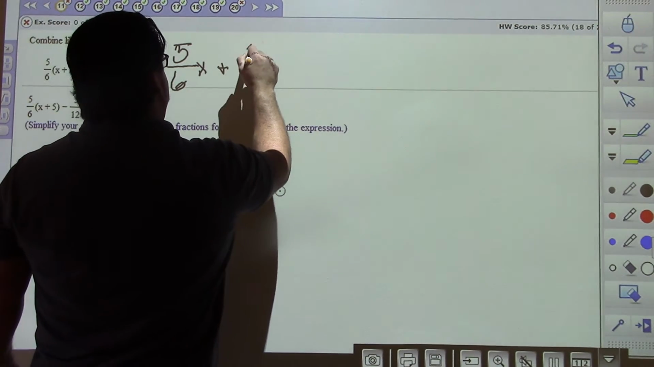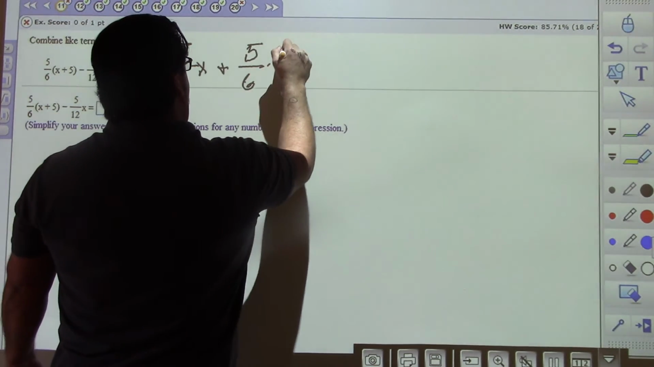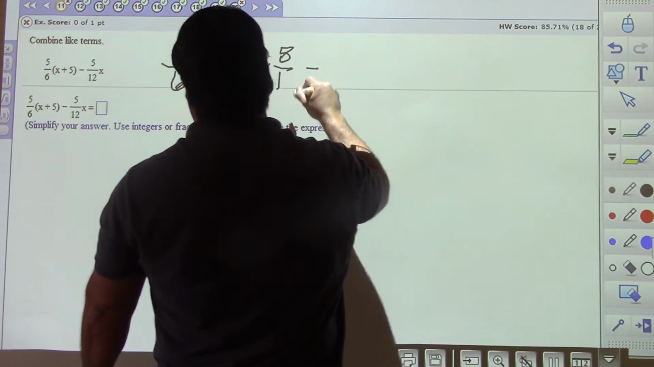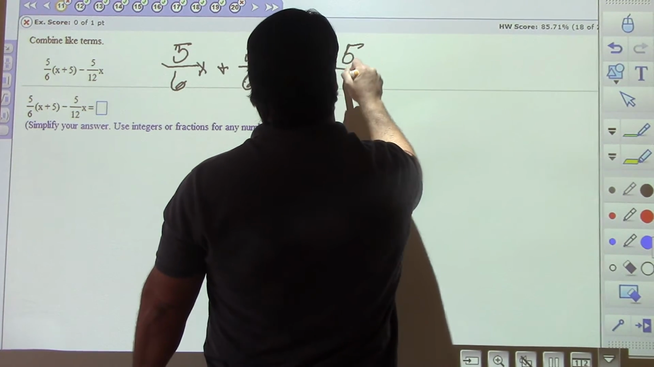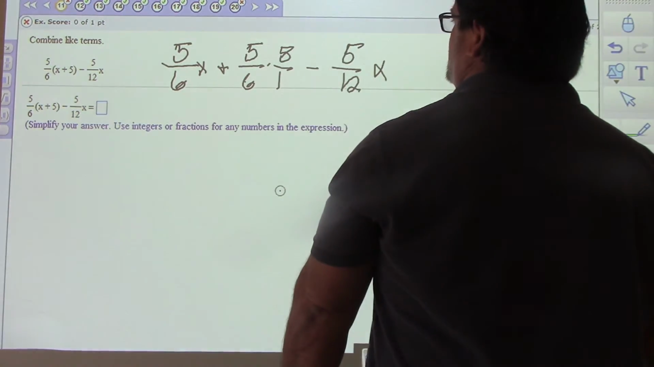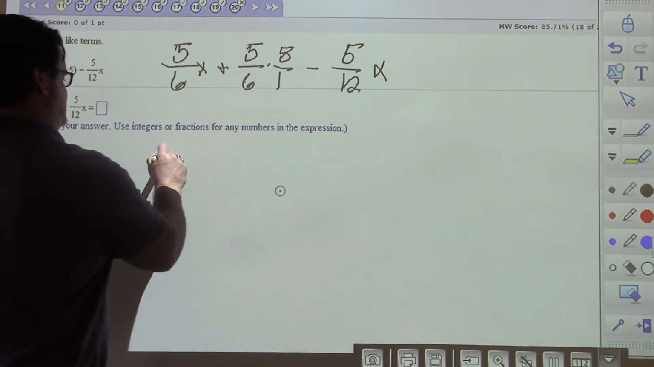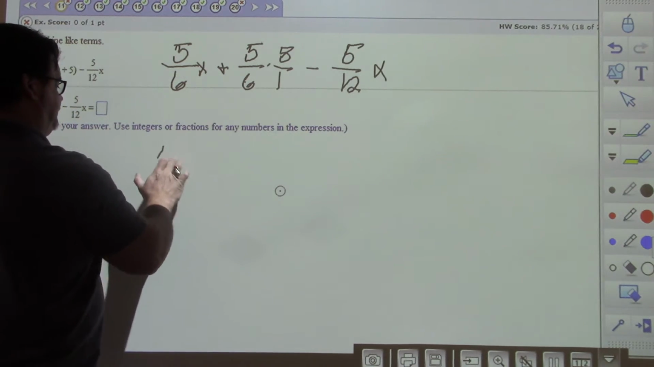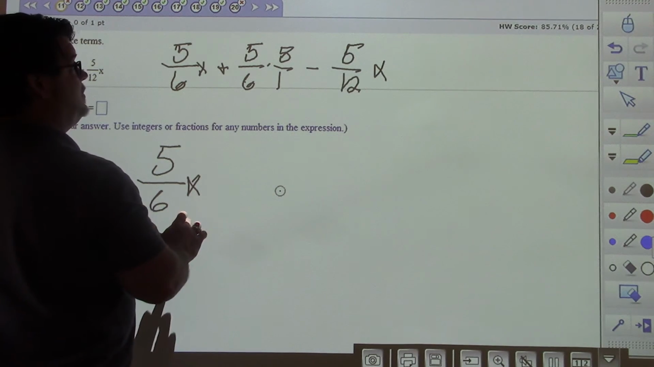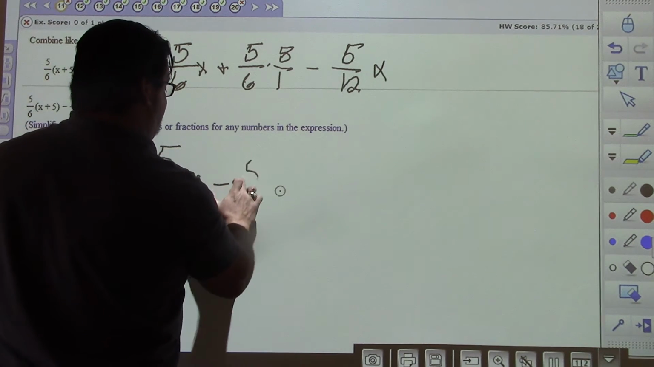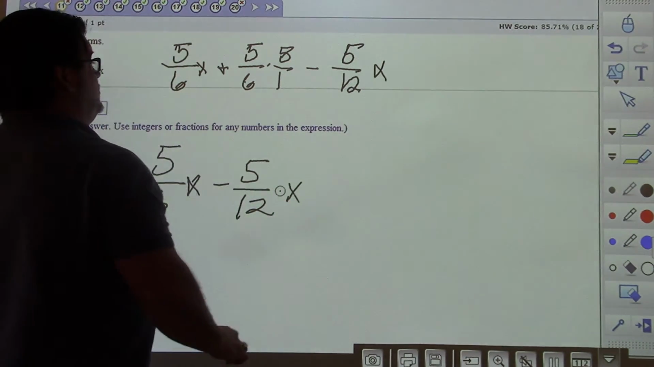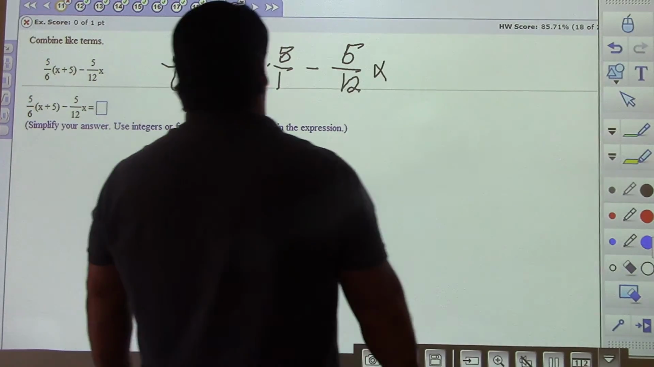plus 5/6 times 5 over 1 minus 5/12 x. So that'd be 5/6 x minus 5/12 x plus, and what's 5 times 5?